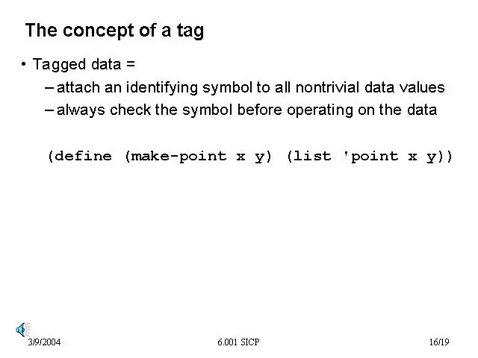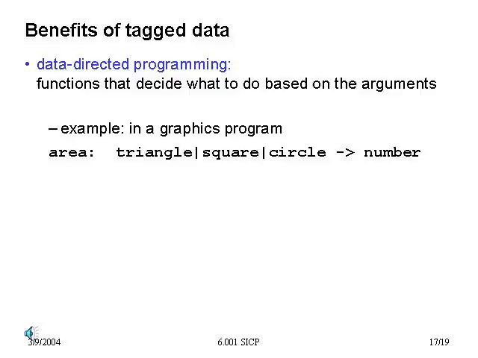So tagged data now says we have an identifying symbol attached to all non-trivial data values. That means everything except things like numbers and strings. And secondly, we're going to try and set things up so that we always check that tag, that symbol, before operating on the data. Why? Well, as we'll see, there's really two key reasons why tagged data is the right way to go. The first is that it makes available to us a very powerful idea called data-directed programming.